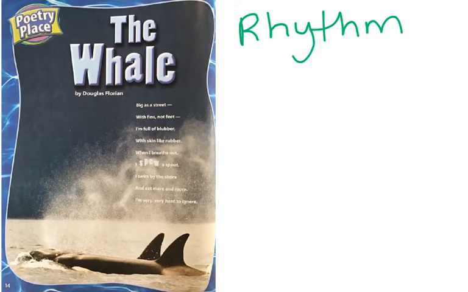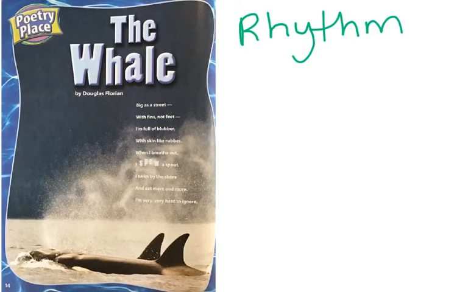The next thing that stands out to me in this poem is rhythm. Oftentimes when we hear rhythm, we think about music. But rhythm is a common thread in a lot of poetry. Oftentimes I ask kids to read a poem two times, because after you read a poem, you can get a rhythm or a beat. You can also create your own unique rhythm with poems. Big as a street with fins not feet: you can almost clap out the measures to feel the rhythm.